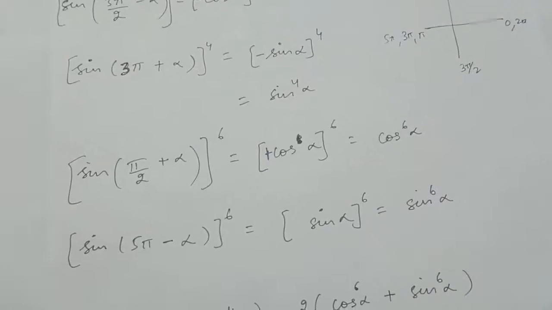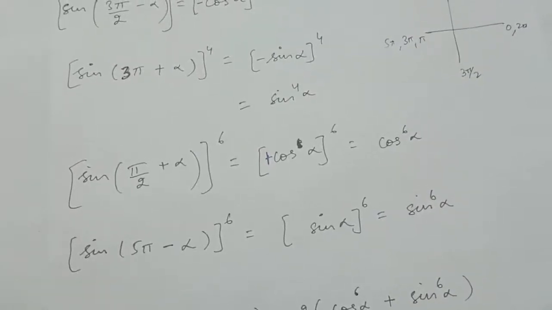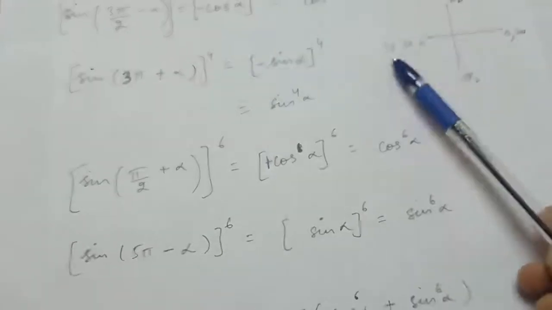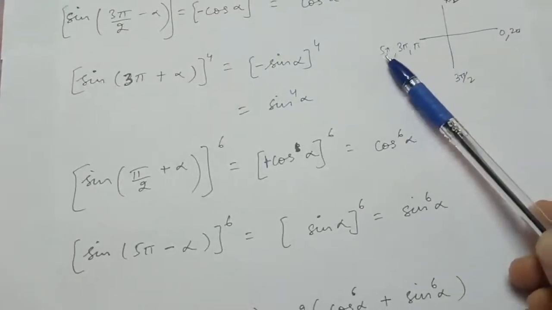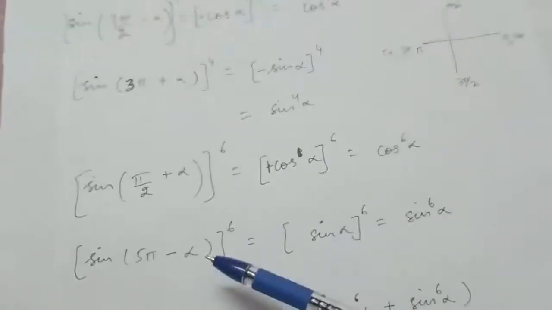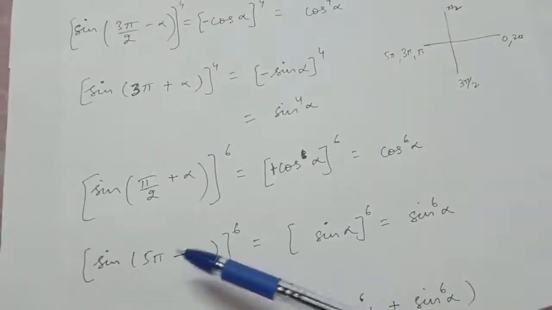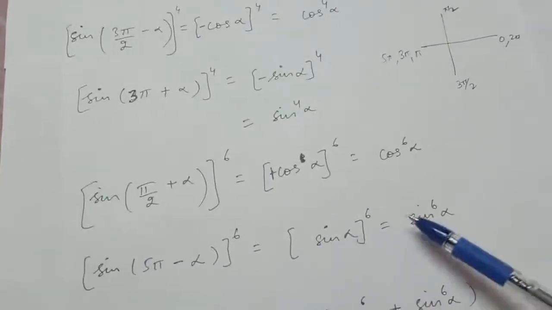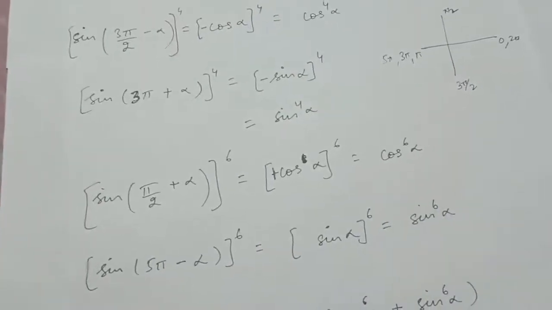Now next is sine 5 pi minus alpha whole raised to the power 6. Now you can see 5 pi will come here, and 5 pi minus something means second quadrant. Sine is positive in the second quadrant. Also at 5 pi sine will remain sine. So you will get sine alpha raised to the power 6, right?